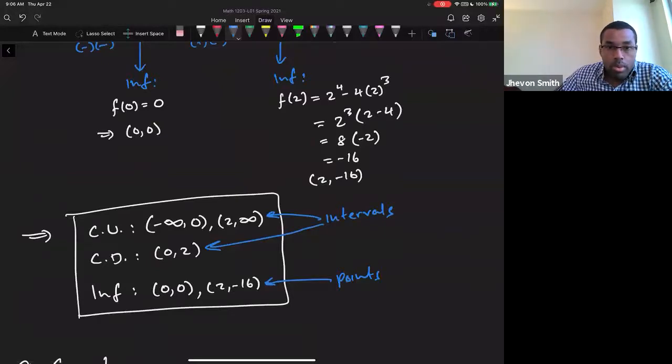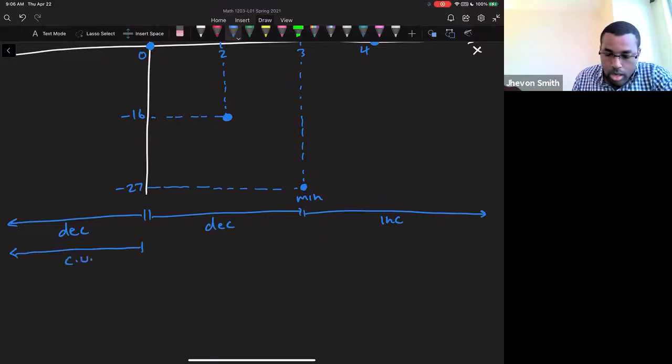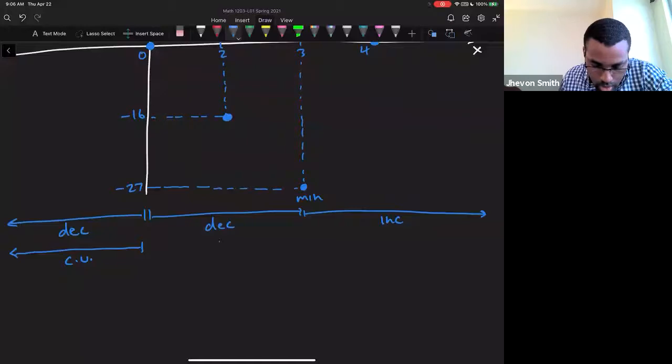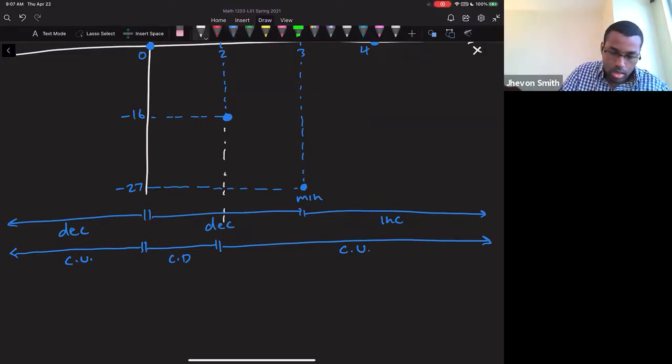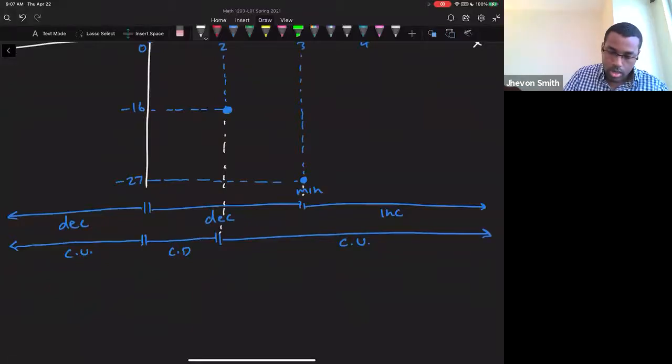I'm concave up from negative infinity to 0 and then 2 to infinity. So from negative infinity to 0, I am concave up. I am also concave up from 2, that's kind of lined up here, to infinity. And concave down in between that. Right, so this is kind of lining up with that. This is kind of lining up with that.